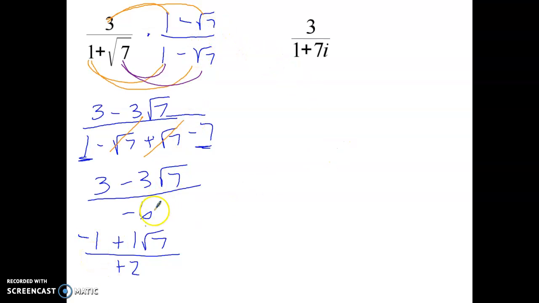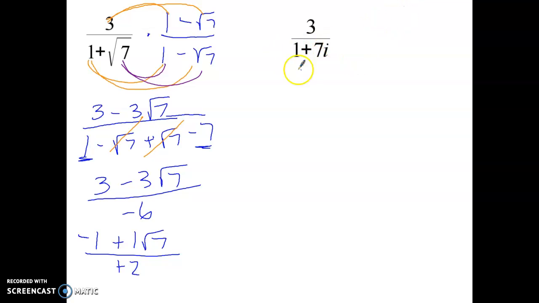Okay, so let's take this process that we practiced with real numbers and let's look at what happens when we use imaginary numbers, or in this case, complex numbers, because you can see I have a real part right here and an imaginary part right here. So that is a complex number.